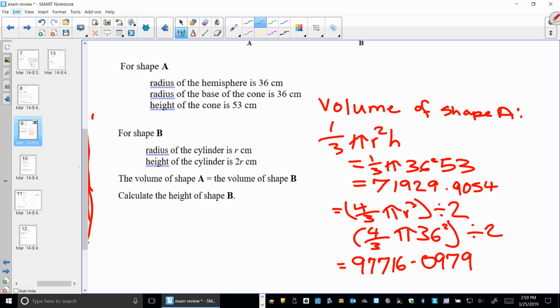Yep. And then we're going to add these 2 together. If we add this together, we're going to get a very long number.